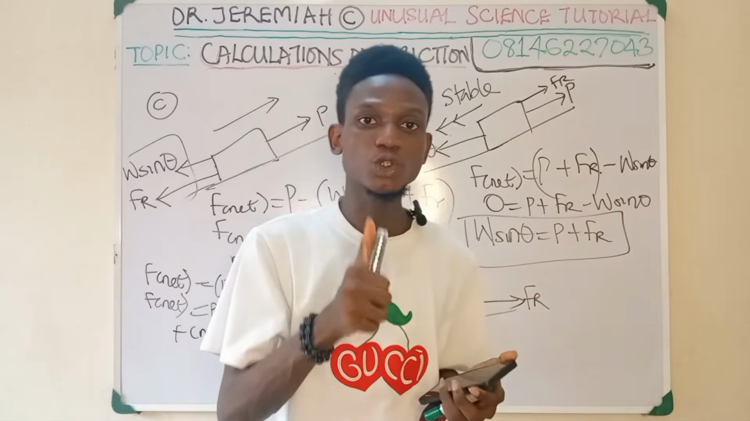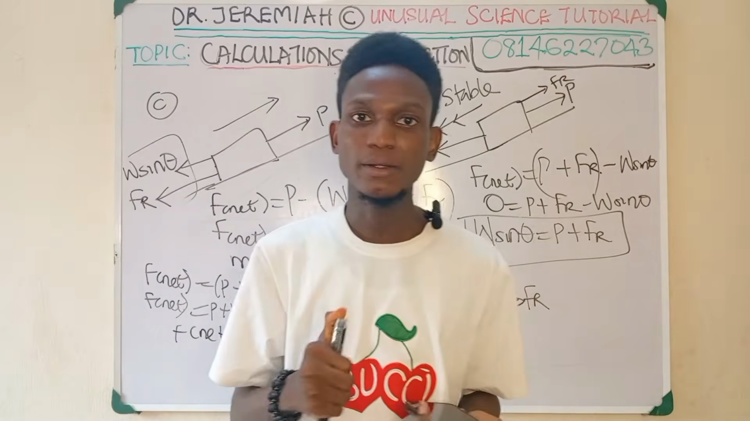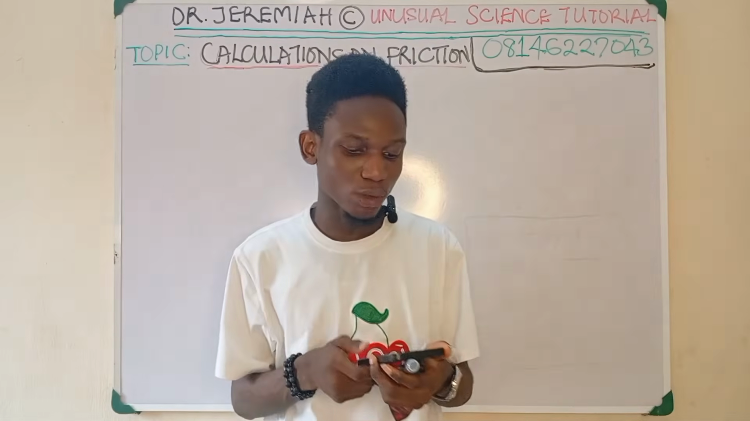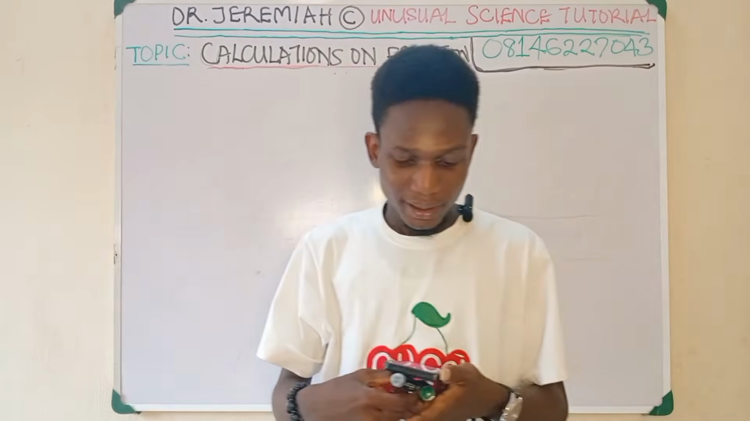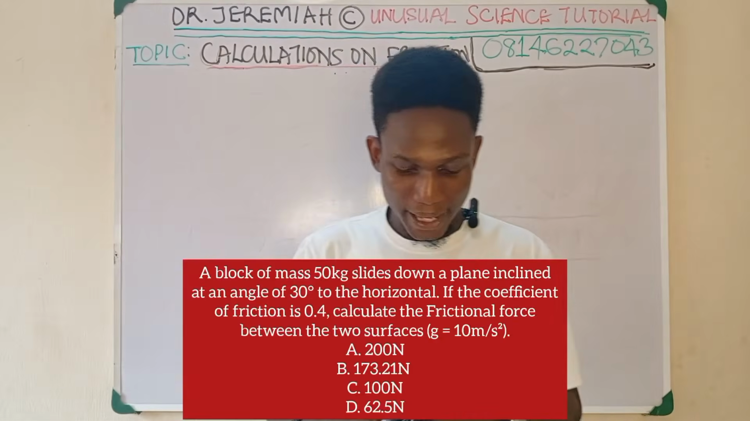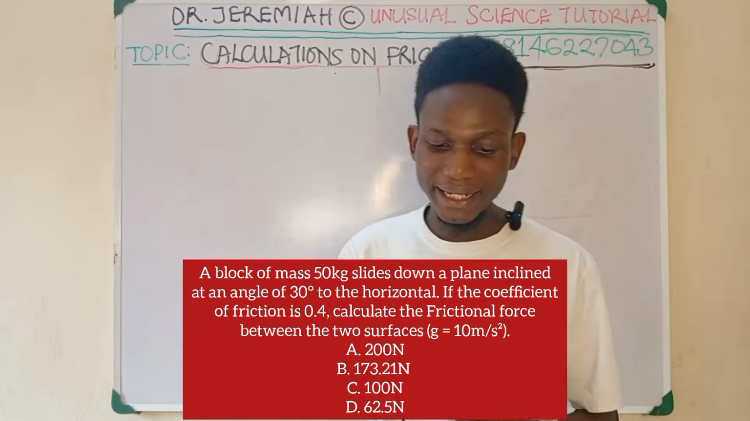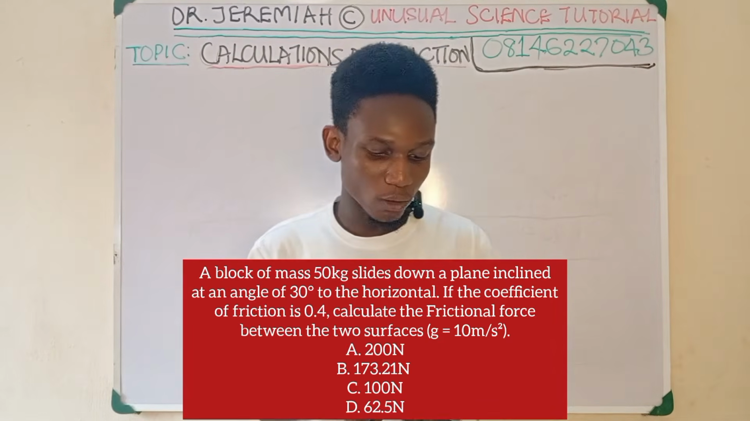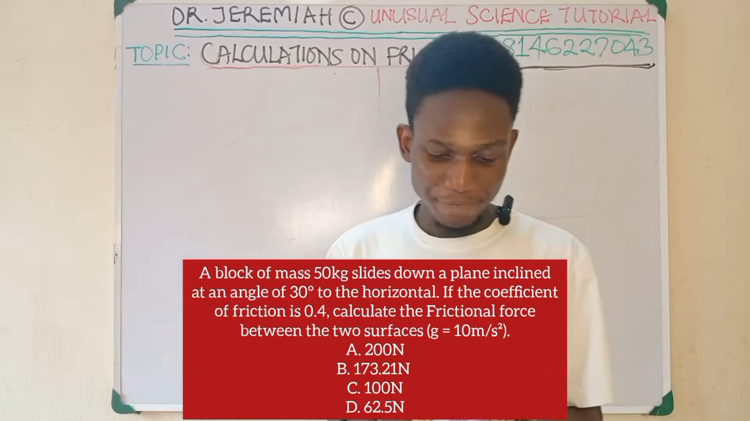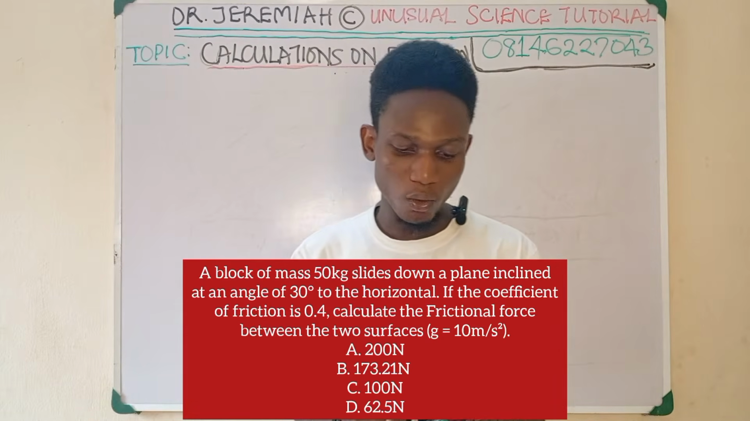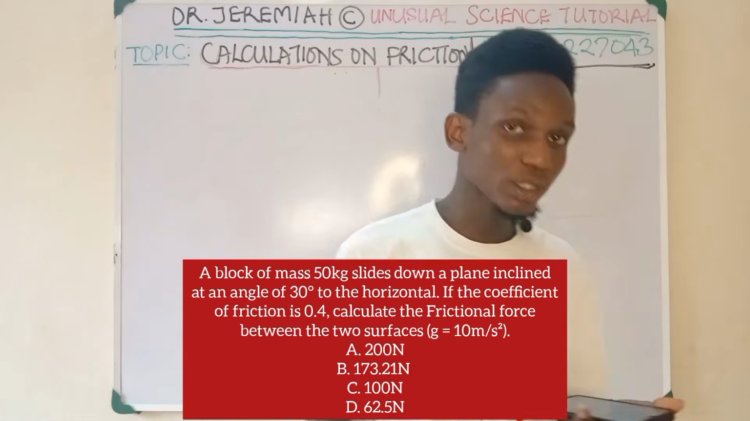Now let's solve questions under friction on an inclined plane. The first question we have here is a JAMB 2002 question 10. It says a block of mass 50 kg slides down a plane inclined at an angle of 30 degrees to the horizontal. If the coefficient of friction is 0.4, calculate the frictional force between the two surfaces.